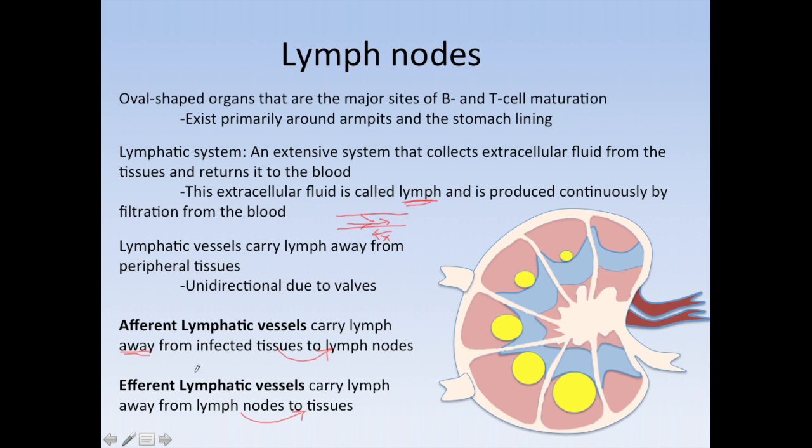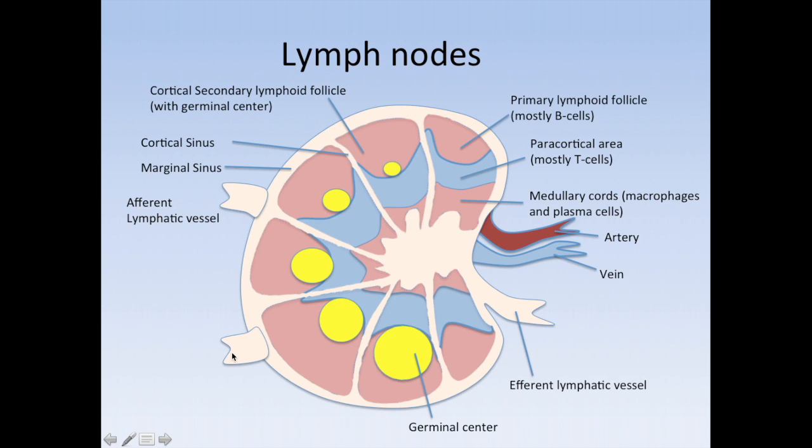So essentially, if this is the lymph node, this would be the afferent vessel, carrying lymph from the tissues into the lymph node, and this would be the efferent vessel, carrying it out and back to the tissues. So what we have here is the lymph node. I'm going to go through exactly how this works, starting from the afferent lymphatic vessels.